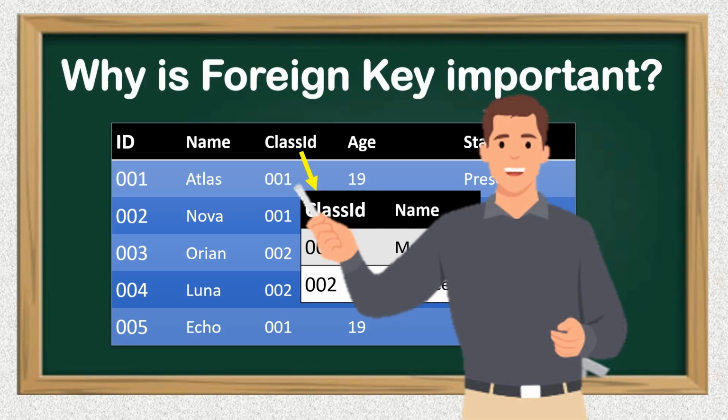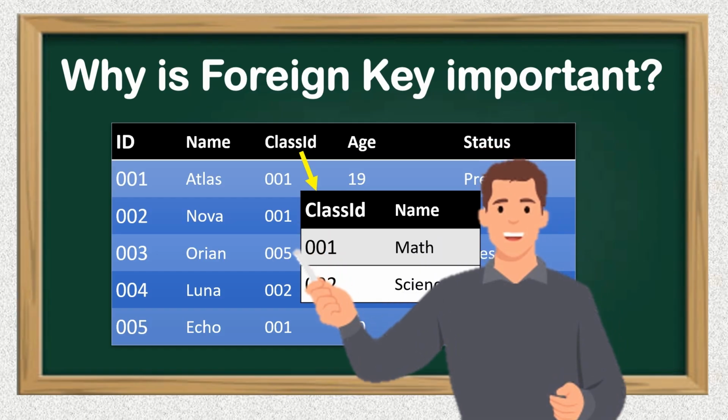Foreign keys also help prevent mistakes. Look at this example. Orion's class ID is 5. The problem is that there is no class ID 5 in the classes table. Without a foreign key, the database could save incorrect information. With a foreign key, SQL checks whether the class already exists. If it does not exist, the database rejects the record. This keeps your data accurate and reliable.